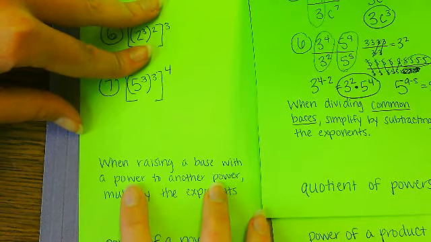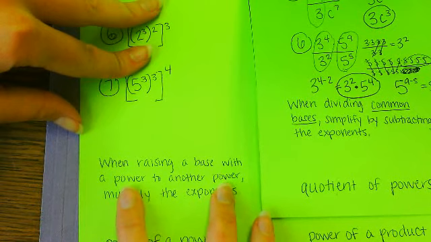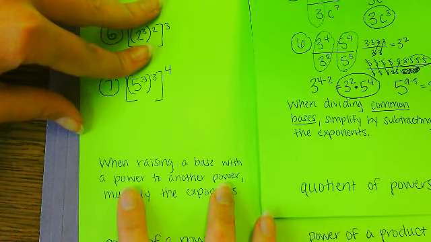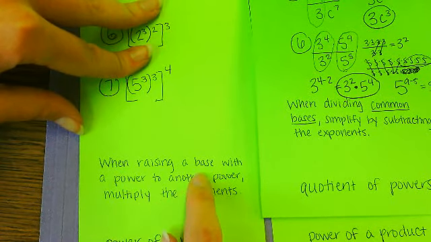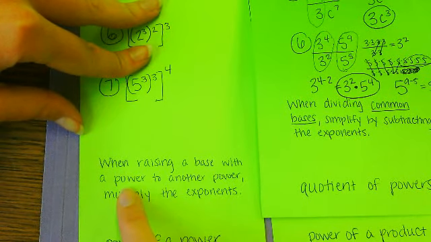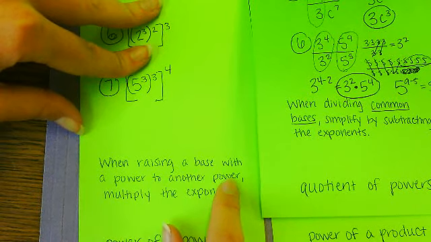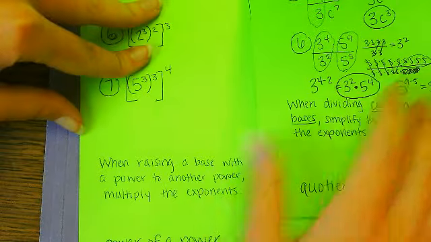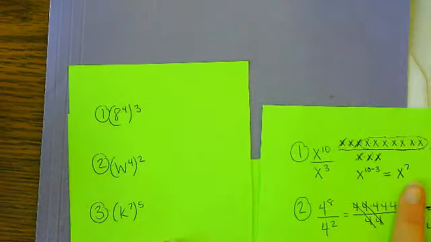Remember, power is the same thing as an exponent, because you could say something to the second power, and that means it has an exponent of 2. So what we're looking at is a base number, and it's going to have an exponent, and then it's going to be raised to another exponent. And when that happens, you're going to multiply the exponents together. Alright, let's look at a few examples.